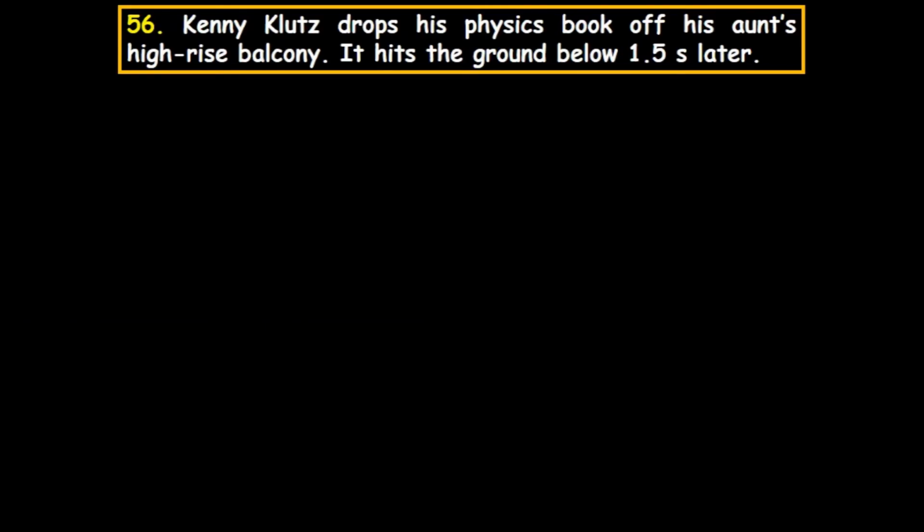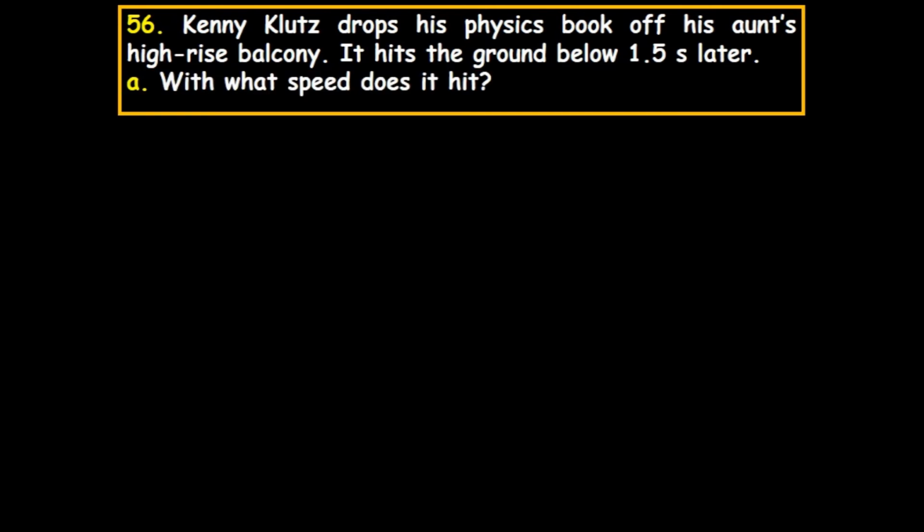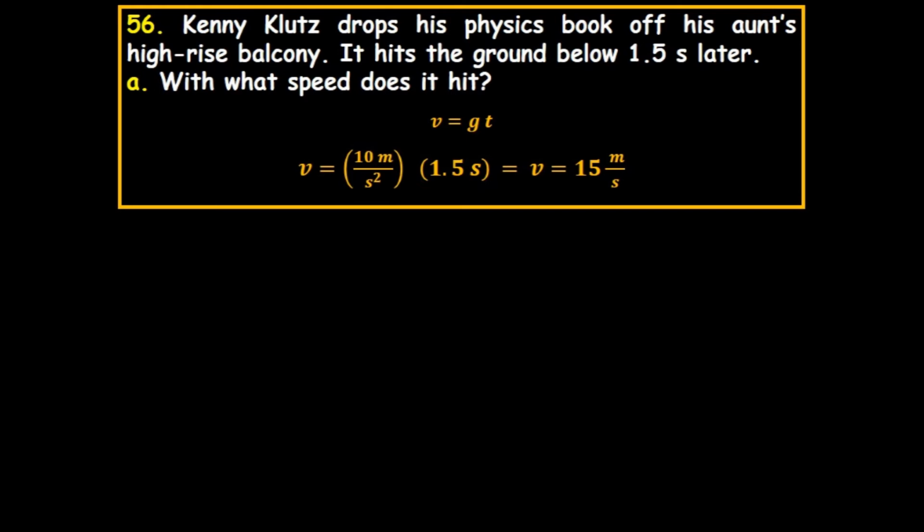Now, Kenny Klutz drops his physics book off his aunt's high-rise balcony. It hits the ground below 1.5 seconds later. Now they're going to ask things like, how fast was it going? What was the distance covered? What was the instantaneous velocity? Well, how do you get the instantaneous velocity? And that is that v equals gt. So it'll be going 15 meters per second. That'll be the speed or the velocity. It'll be going straight down. And there's the calculation.